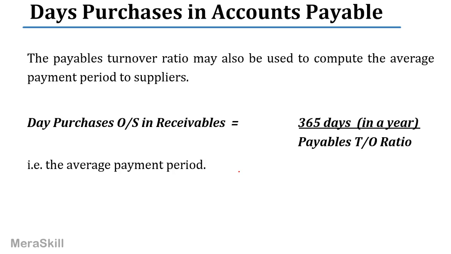Again, the same thing we can do. We can look at the days purchases in accounts payable, that is the average payment period. Yes or no? This is nothing but the average payment period. And how is it measured? The average payment period is 365 days in a year or 12 months in a year divided by the payables turnover ratio.